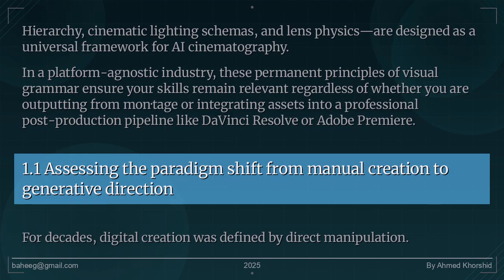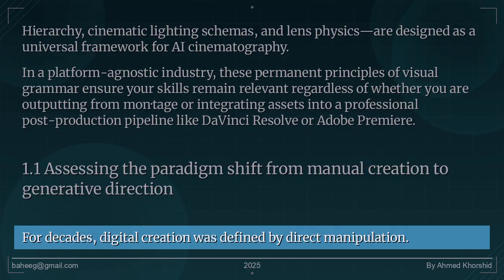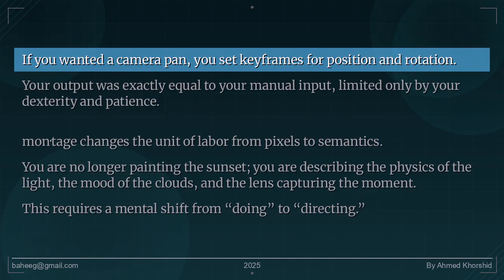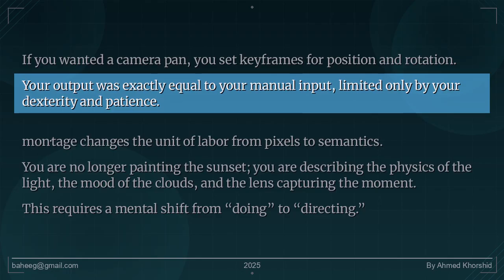1.1 Assessing the Paradigm Shift from Manual Creation to Generative Direction. For decades, digital creation was defined by direct manipulation. If you wanted a circle, you drew a circle. If you wanted a camera pan, you set keyframes for position and rotation. Your output was exactly equal to your manual input, limited only by your dexterity and patience.